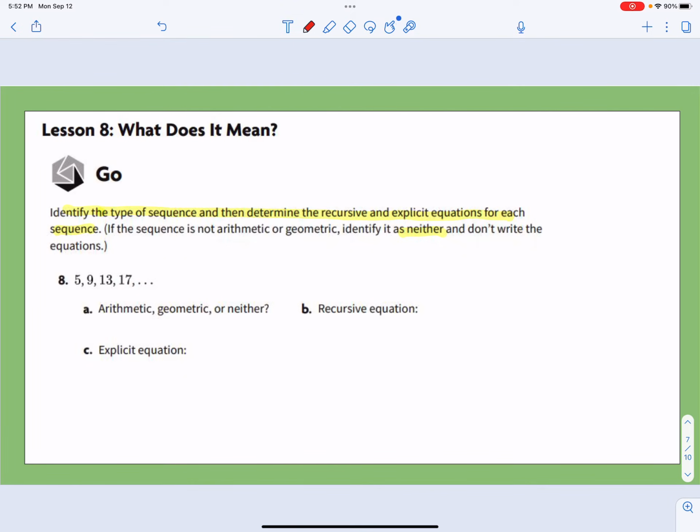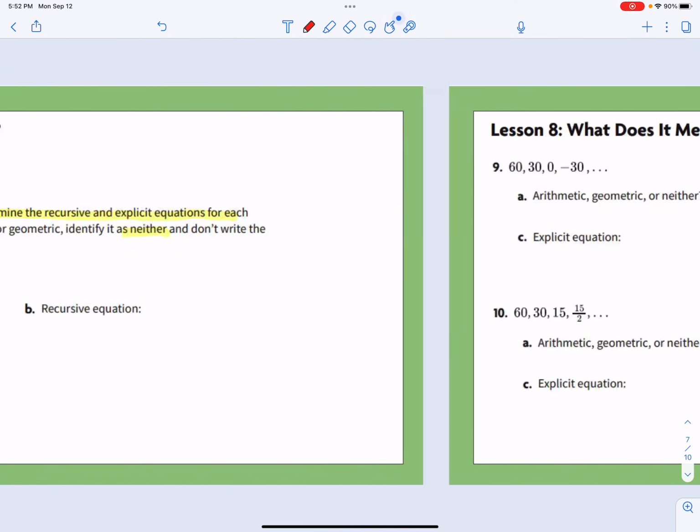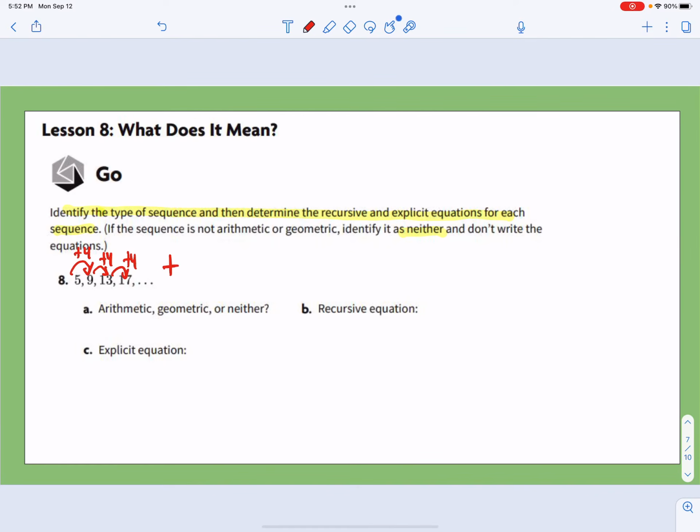So for the first one, we can see we're going from 5 to 9. That looks like adding 4 to me. 9 to 13 is adding 4. 13, 17 is adding 4. So because we're just adding 4 each time, we would say that's arithmetic. Okay? For our recursive, we could say that f of n equals the previous term, f of n minus 1, and then the rate of change.